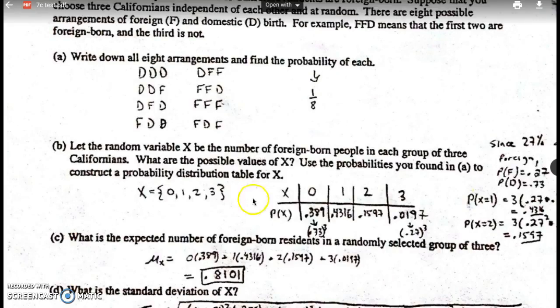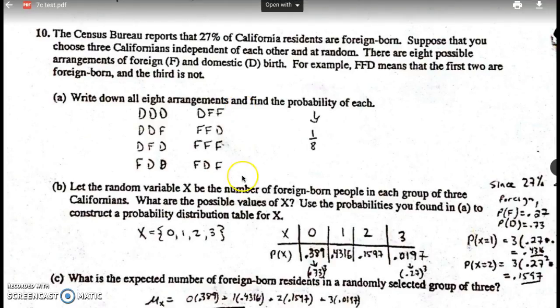Question 10. This is the question that has a tricky part to it. It says the Census Bureau reports that 27% of California residents are foreign born. Suppose that you choose 3 Californians independent of each other and at random. There are 8 possible arrangements of foreign and domestic birth. For example, FFD means the first 2 are foreign born, while the third is not. The third would be domestic. Part A, write down all 8 arrangements and find the probability of each.